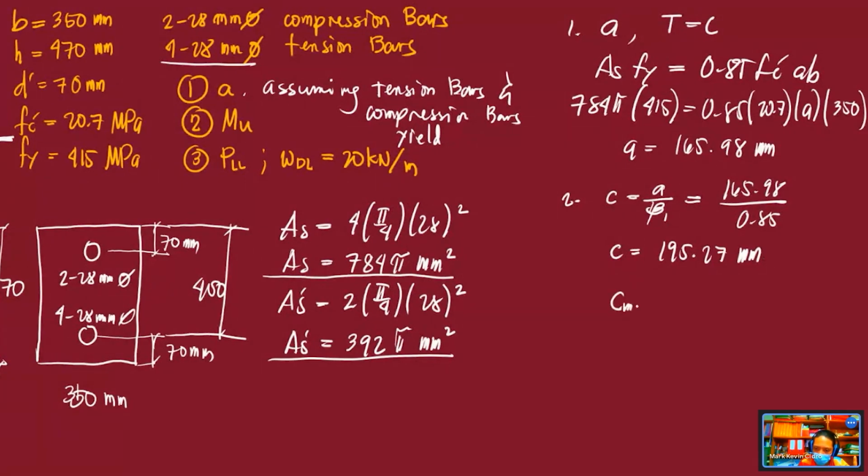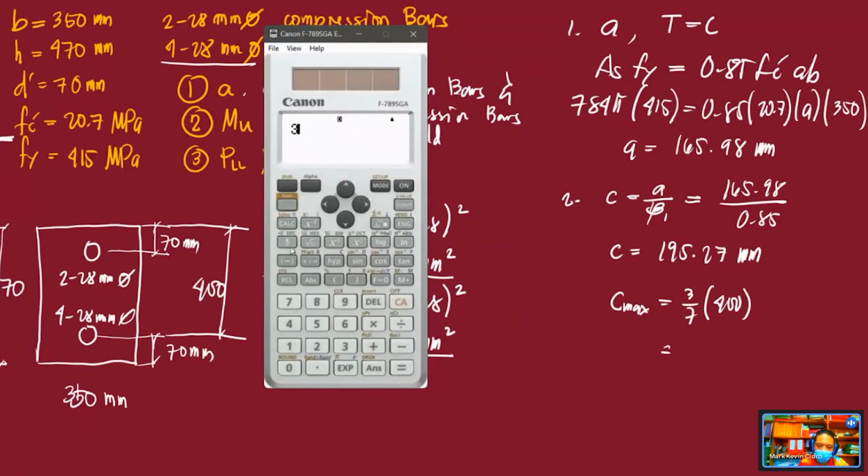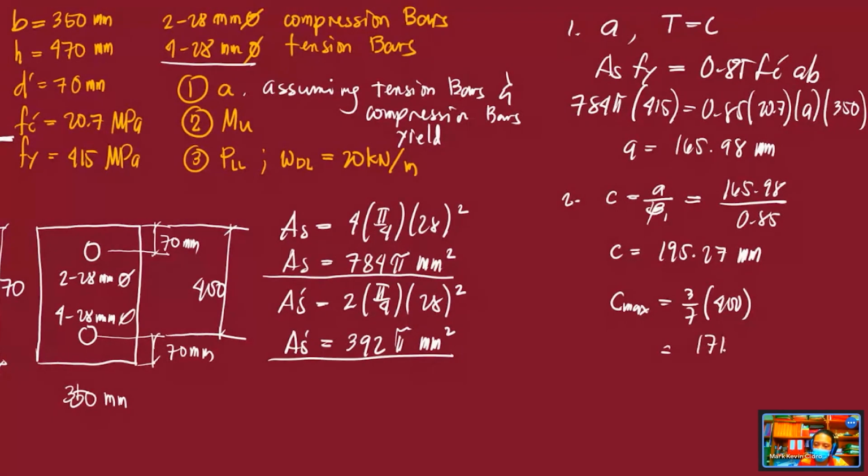Compare it to c max, which is 3 over 7 multiplied by d. What's the d? d is 400. Take note, the given is the total height, and d you computed as 400. So 3 over 7 times 400 is 171.429 mm.